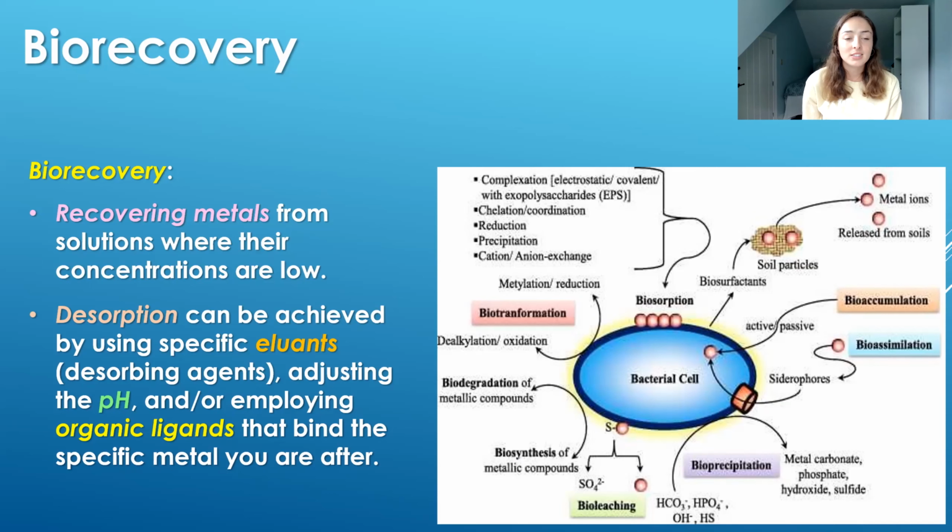The actual processes associated with biorecovery are pretty much the same as those used for bioremediation. However, again, it's more favorable to use biosorbing than it is to use bioaccumulating because you want to easily obtain those metals after you recover them, and you also want to be able to reuse the biomass if possible. So after you use biosorbing to recover your metals, desorption can be achieved by using specific eluents or desorbing agents and/or adjusting the pH or employing organic ligands that bind the specific metal that you are after.